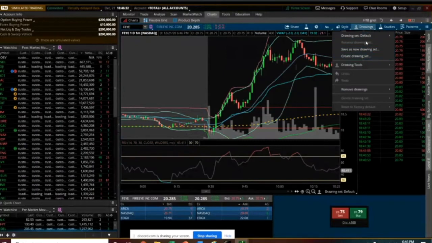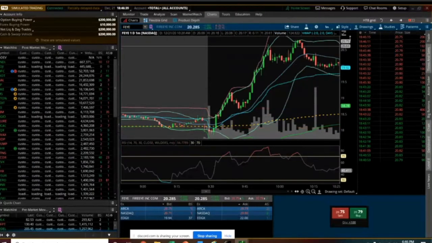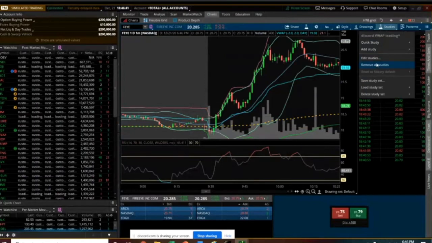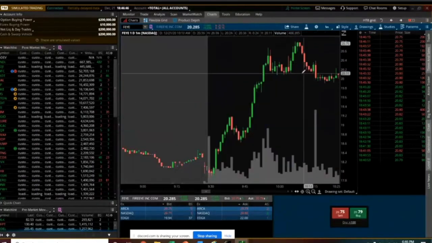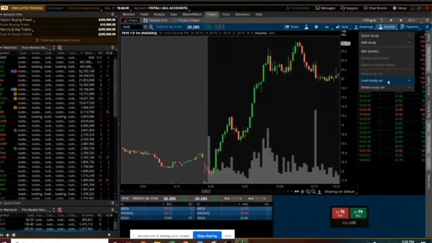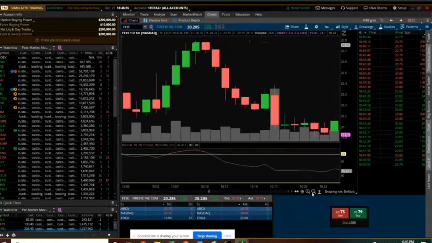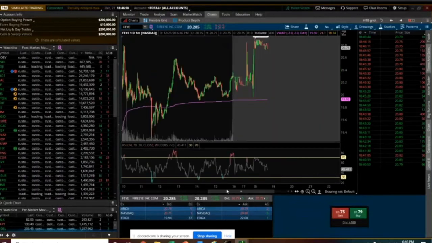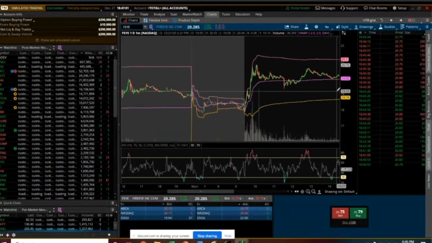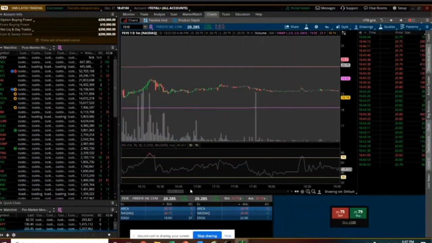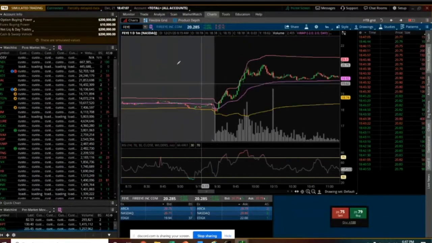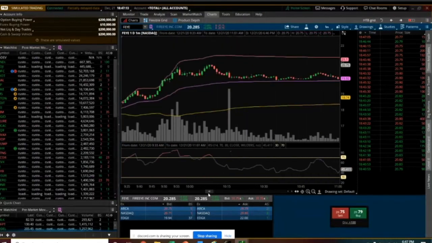Sure. Let me clear these drawings and remove all studies. All right, so this is just basic VWAP from Thinkorswim. This is the one everybody can get at any time, whenever they want. The market gapped down. There was a nice gap down on the daily.